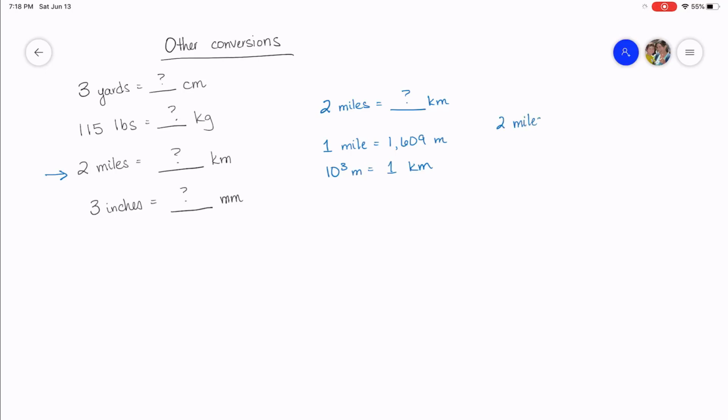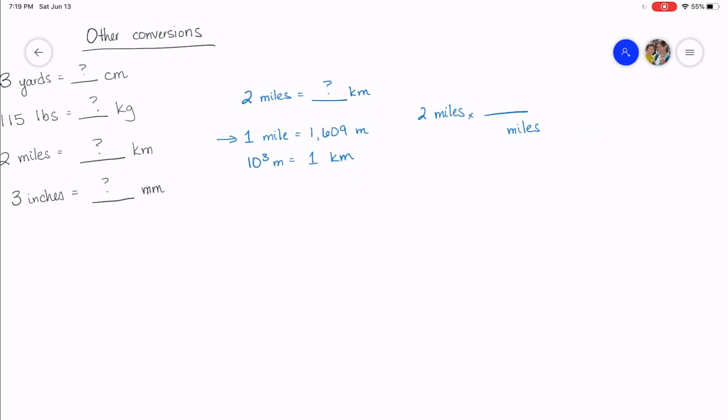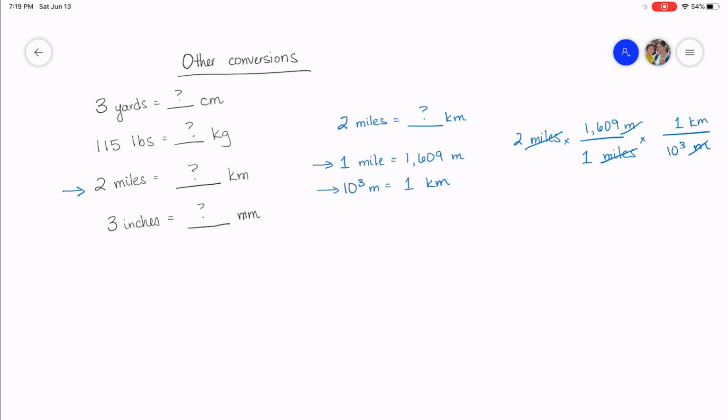So 2 miles, multiplication sign, line, miles goes at the bottom. That allows me to plug in my first conversion, which is 1 mile equals 1,609 meters. Miles are going to cancel out. I have meters. I don't want meters, so I'm going to put meters at the bottom. That allows me to use my second conversion, which is 10 to the third meters is 1 kilometer. Meters cancels out, and I have appropriately set up my problem. Now I'm not going to solve it. It's really just about setting it up. You can multiply across and figure out the answer.